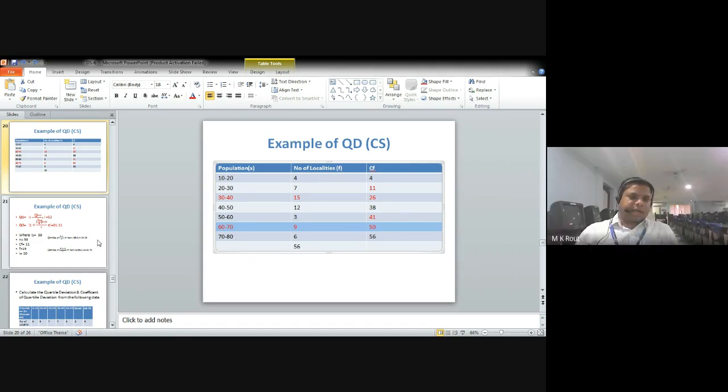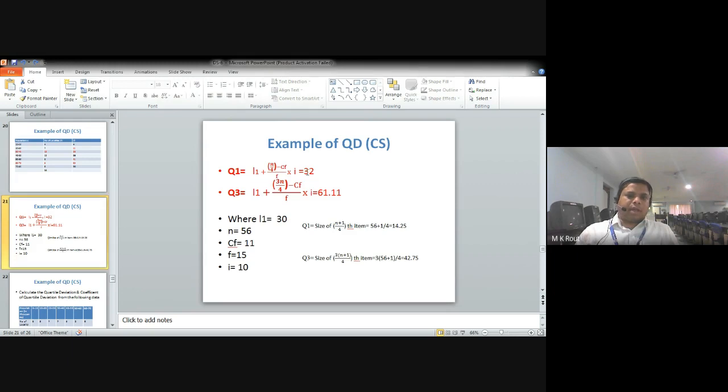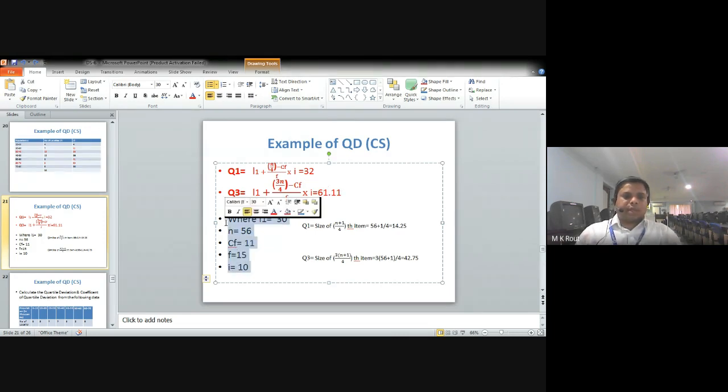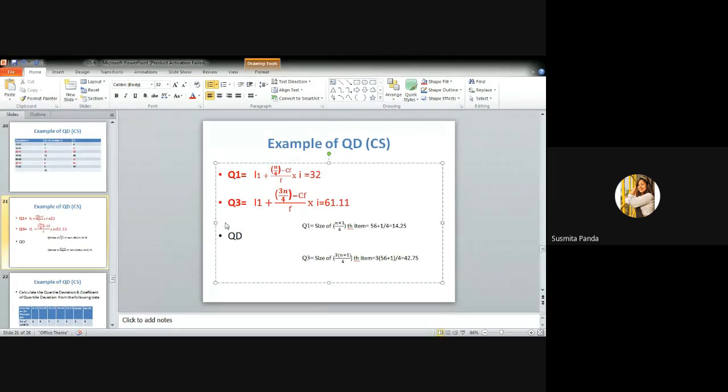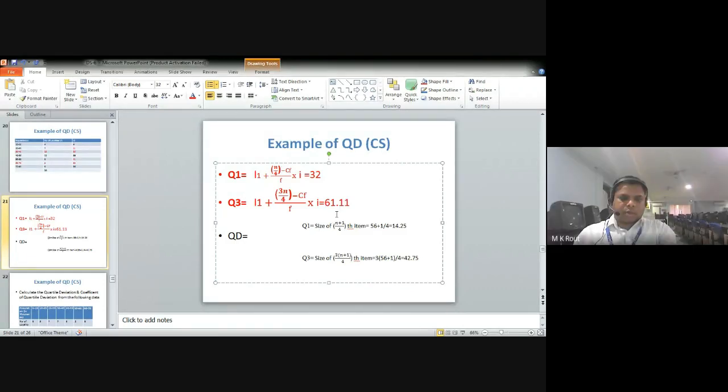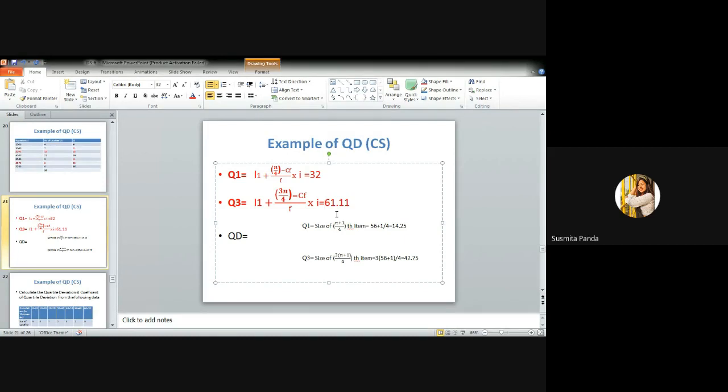After getting all values, if you put them in the formula, in case of Q1 it is 32. In case of Q3 it is 61.11. Then you go for calculation of QD, quartile deviation. Sir, what is the formula for Q3? I'm not getting 14.5. I get it as 61.11. Here I write 61.11. So how is QD 14?